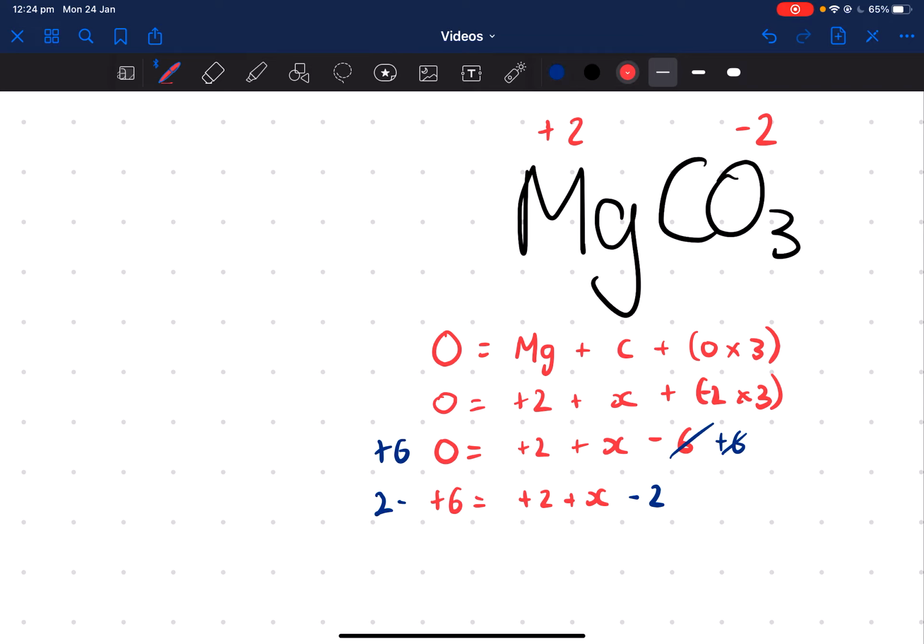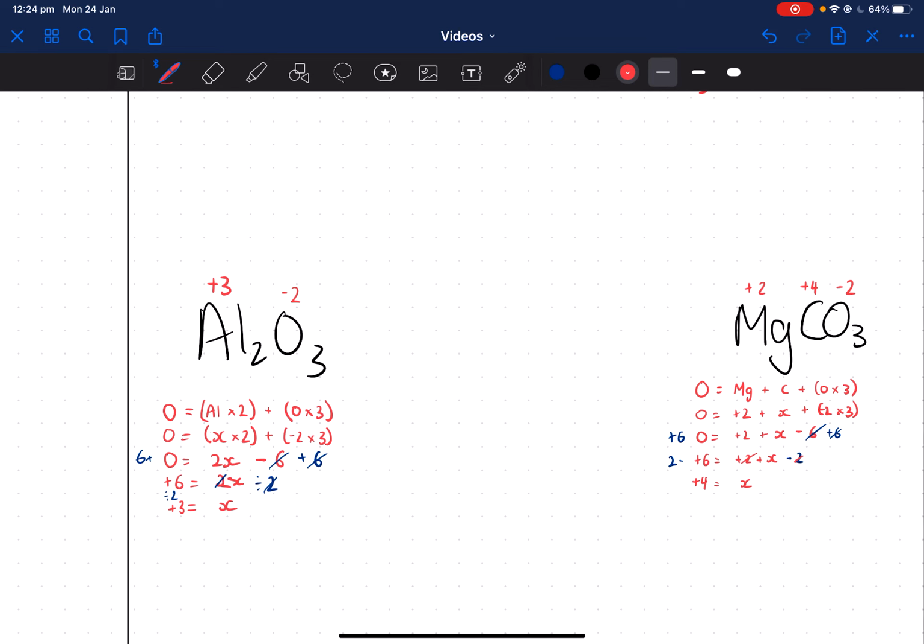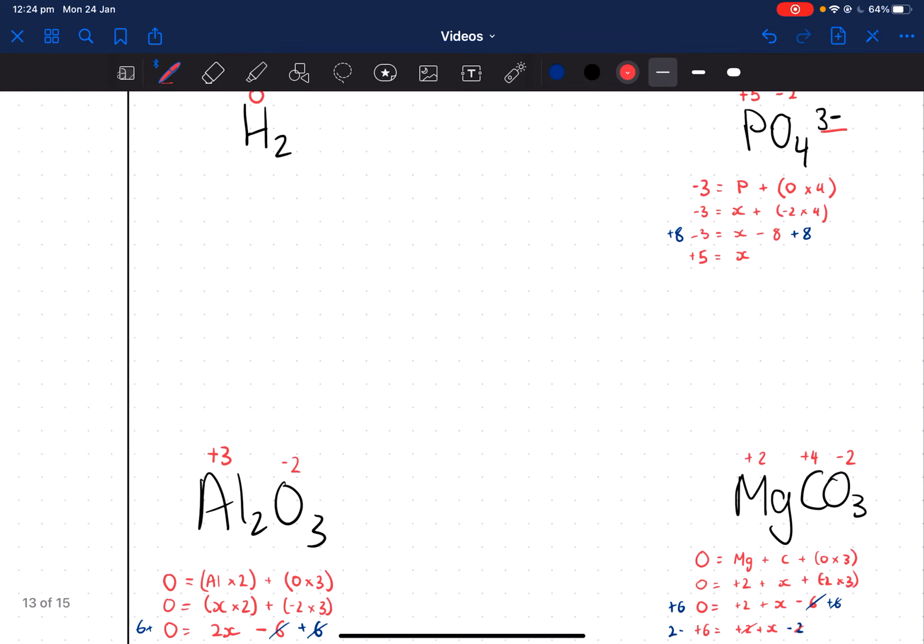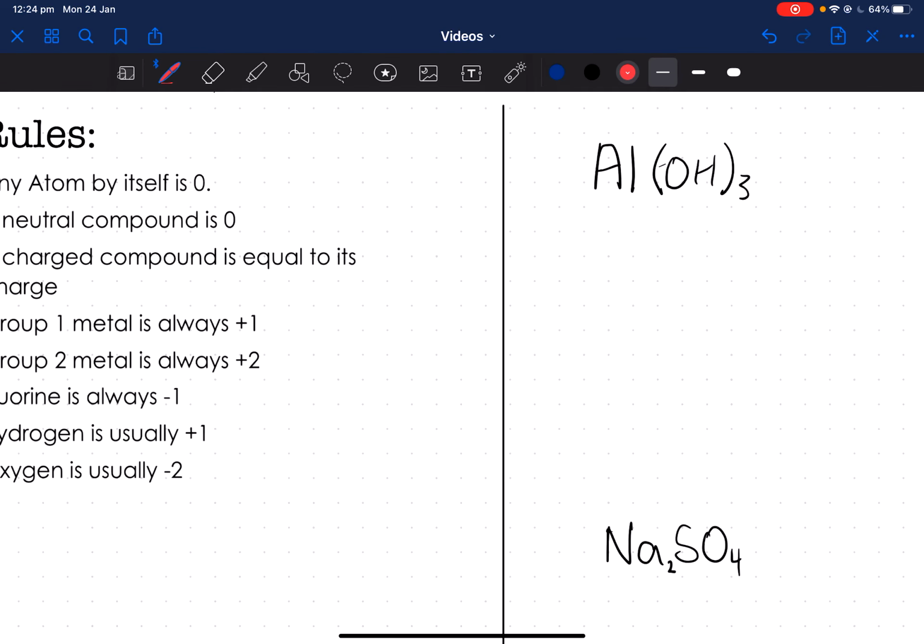6 minus 2 is positive 4. Or negative 2 plus 6 is positive 4. Either way that works. We've gotten rid of those. So positive 4 equals x. So then above the carbon we will write positive 4. So hopefully you got that right. If not, hopefully you can see where you went wrong. Let's do a few more practices.